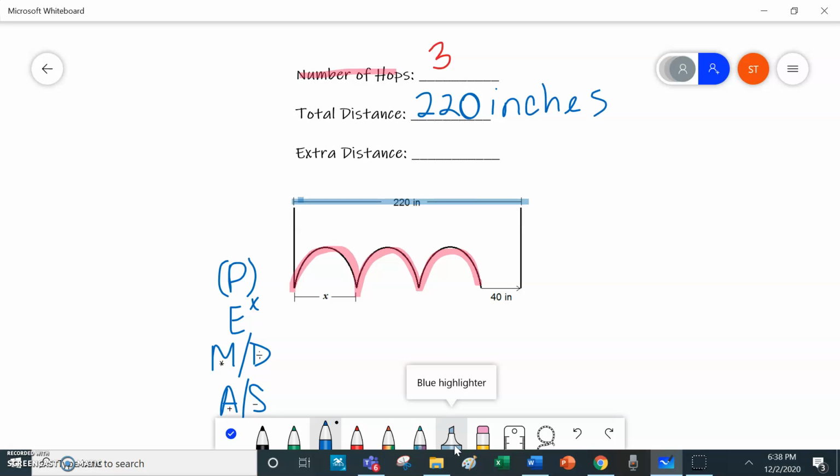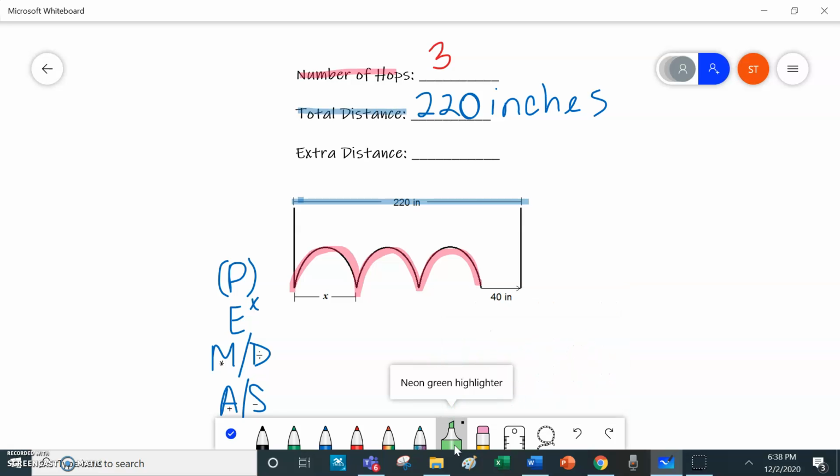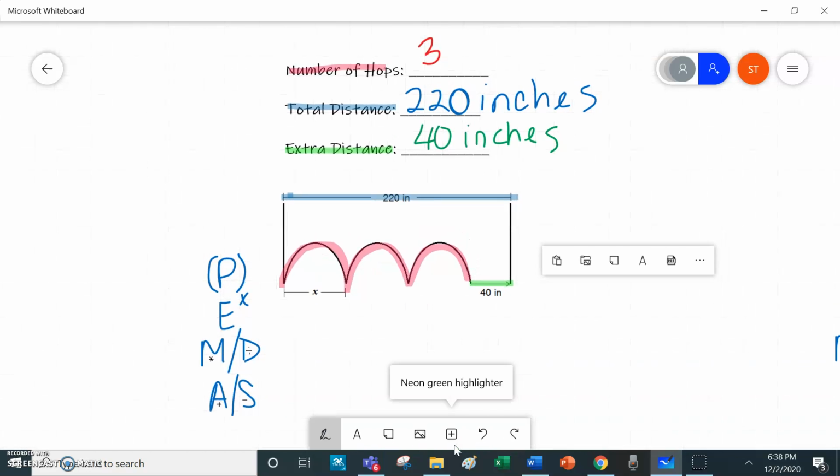Finally, my extra distance. My extra distance is the arrow to the finish line. My extra distance is 40 inches. After I do this, my next step is to write my algebraic equation. So I've identified my important information.